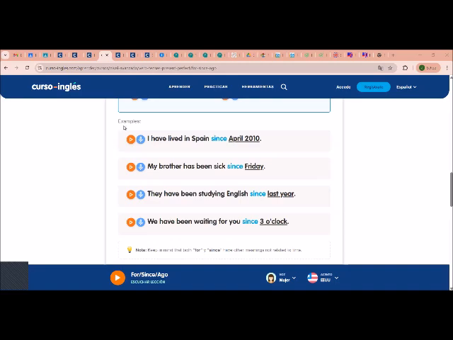I have lived in Spain since April 2010. My brother has been sick since Friday. They have been studying English since last year. And we have been waiting for you since 3 o'clock. Good. Now we are going to be using them with the present perfect continuous.